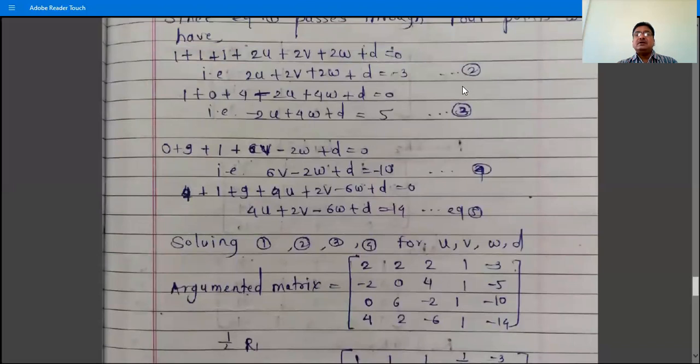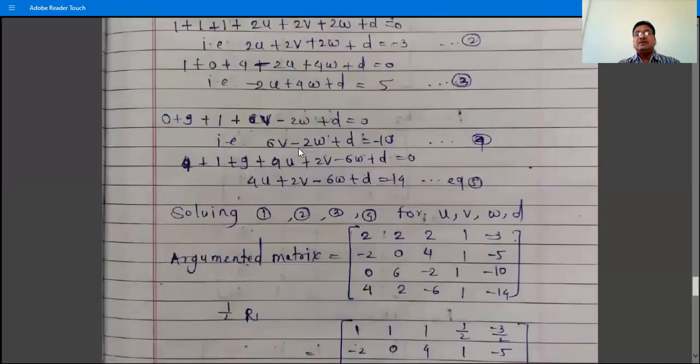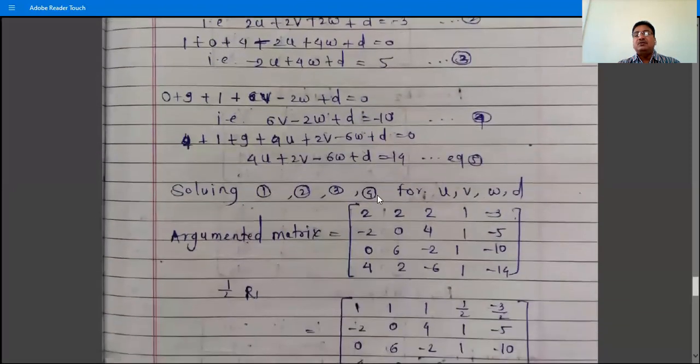And we have equations 2, 3, 4, 5. We have four equations, and there are four unknowns. What are they? u, v, w and d. These are four unknowns. So there are four equations and four unknowns. Solving equations number 2, 3, 4 and 5 for u, v, w and d. Solve these equations by using the Gauss elimination method or any other method.